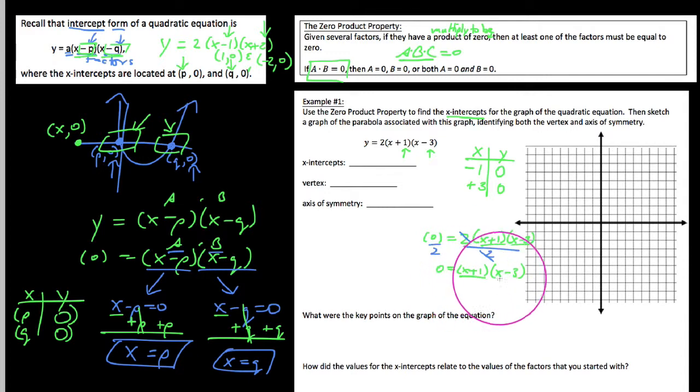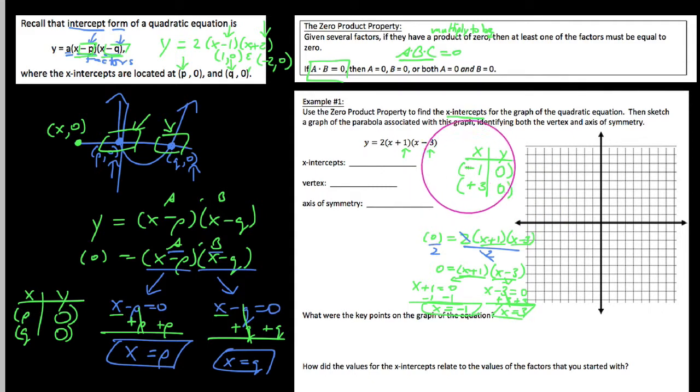And now since we have something times something equals 0, we can set each individual factor equal to 0 and solve. So I get x minus 3 equals 0 and x plus 1 equals 0. Solving these, subtract 1, we get x equals negative 1 for this x-intercept. And adding 3 to both sides here, we get positive 3 for this x-intercept. So these are the same ones that we got up top.